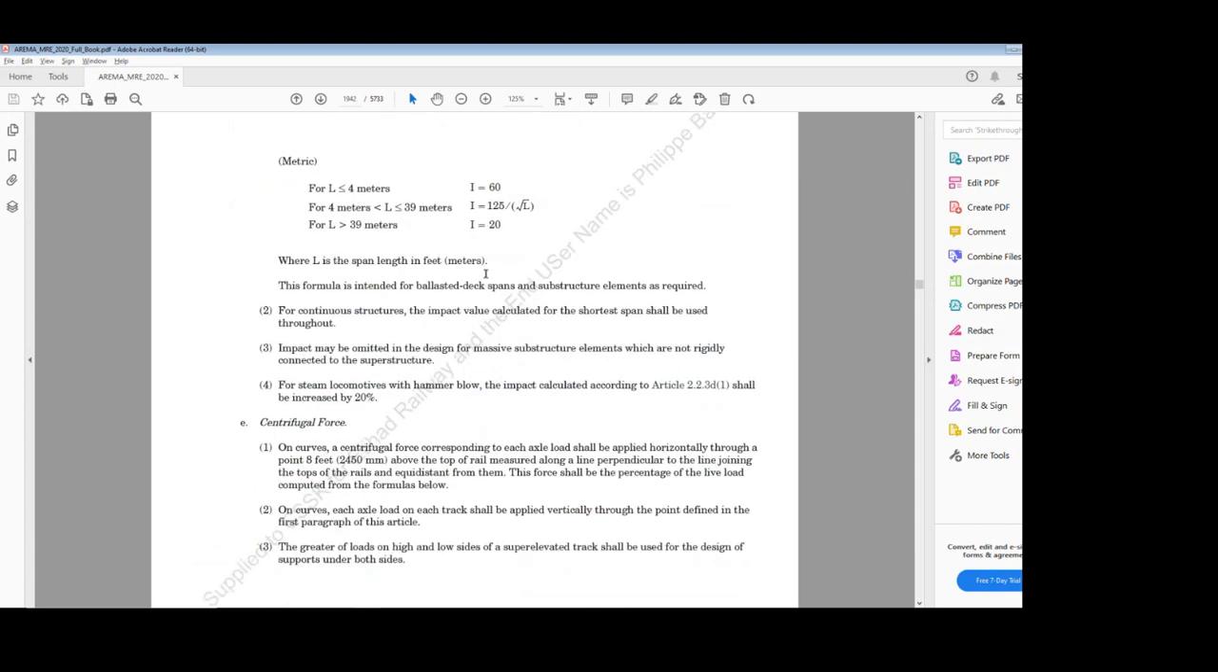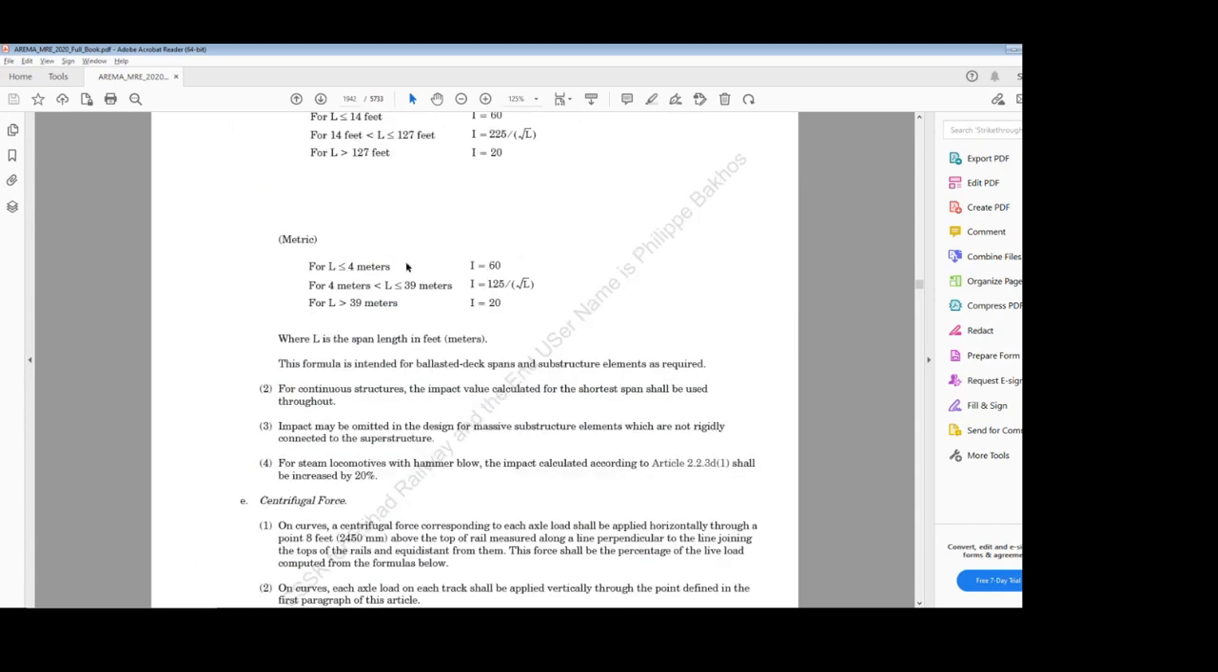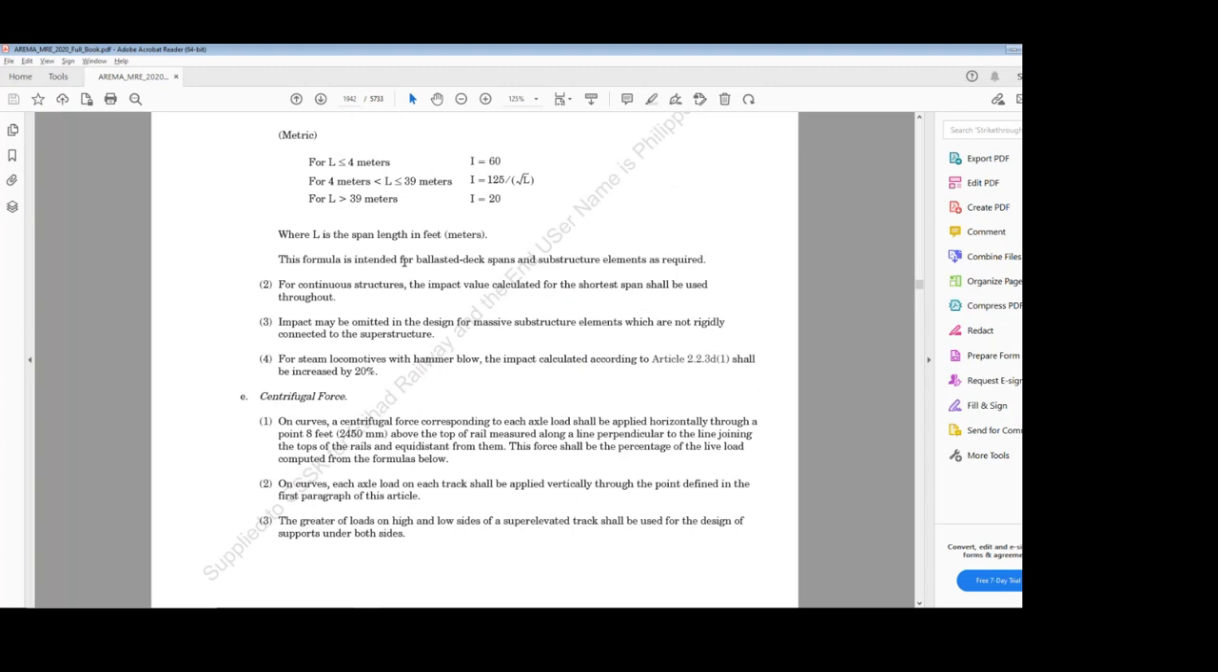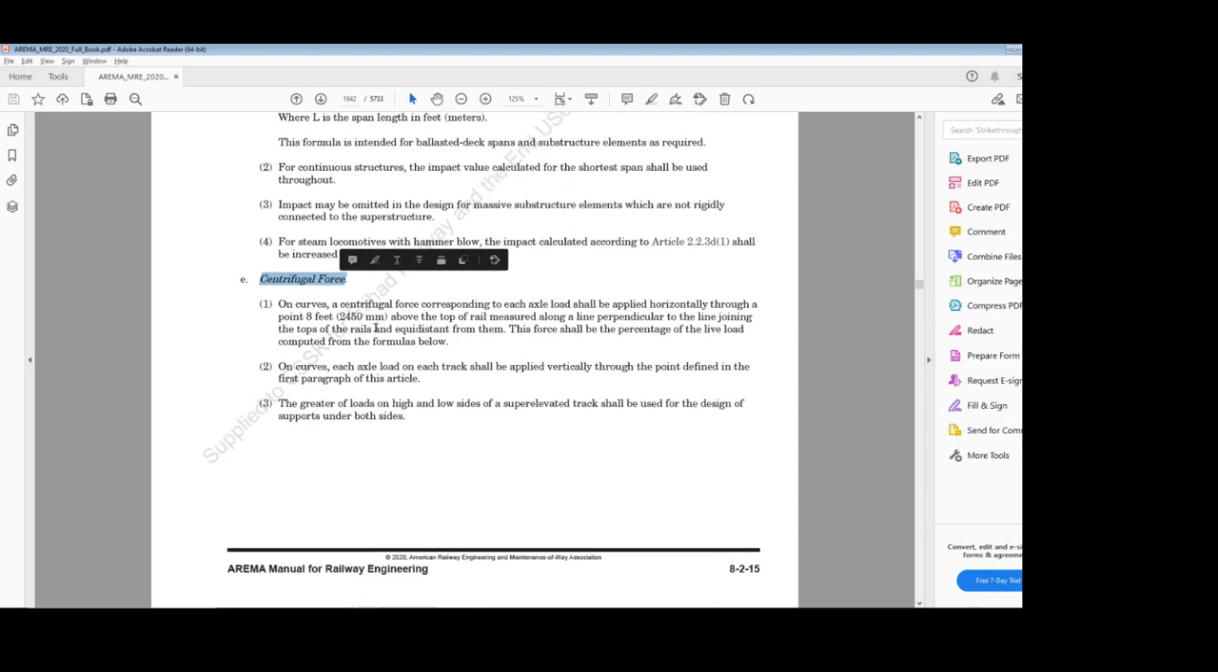Now moving forward. If you have any question, please ask, at any point of time, it's fine. Then the centrifugal force, this is basically for curved structures, structures having curvature.